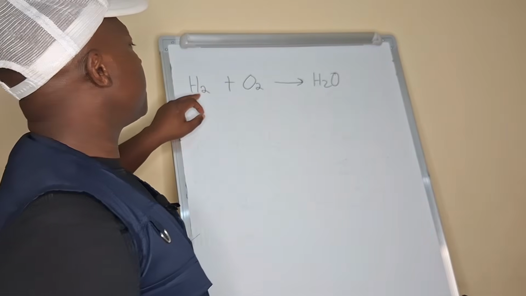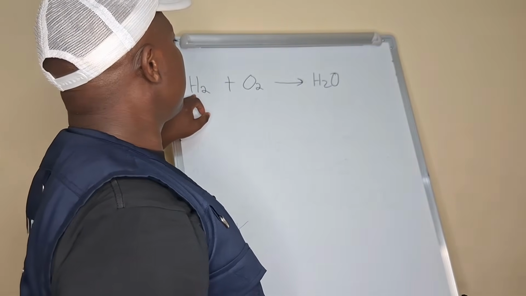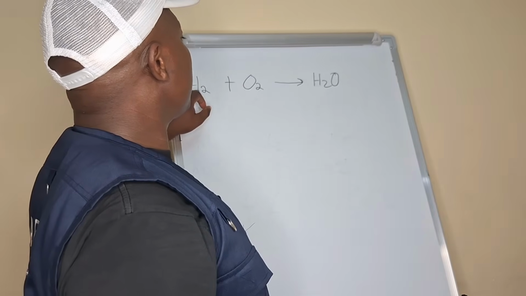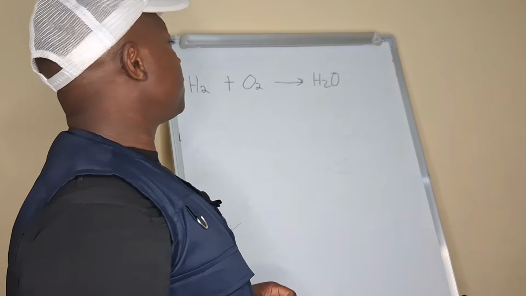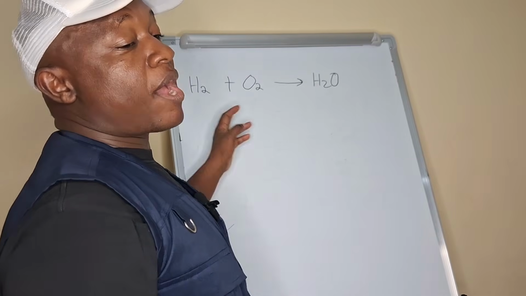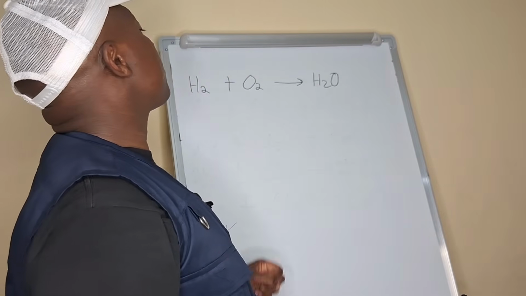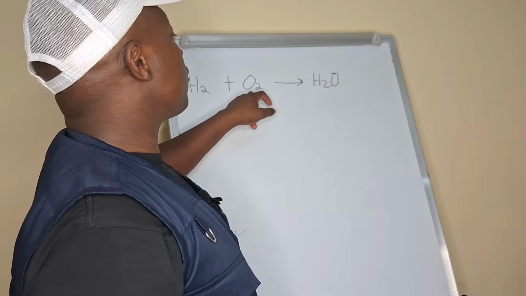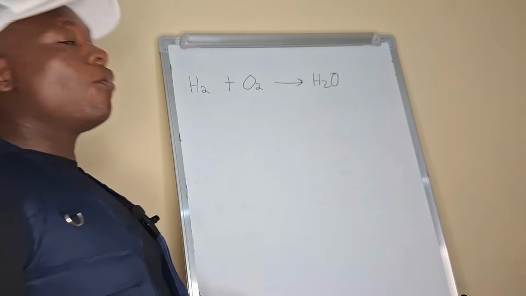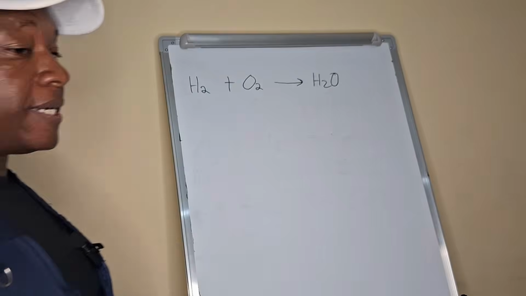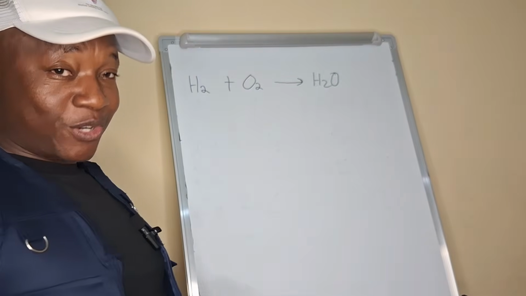If we look at hydrogen here, we've got two atoms of hydrogen on the left-hand side. We've got two atoms of hydrogen on the right-hand side. In as far as hydrogen is concerned, it is balanced. If we look at oxygen, we've got two atoms of oxygen on the left-hand side and one atom of oxygen on the right-hand side, meaning that this equation is not balanced.